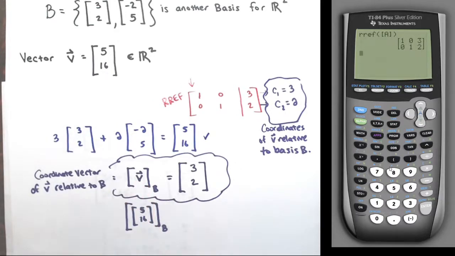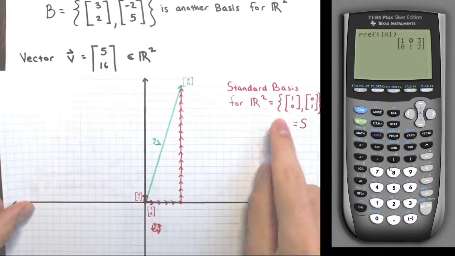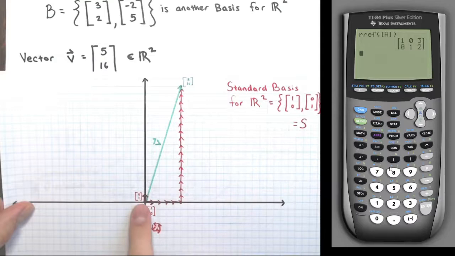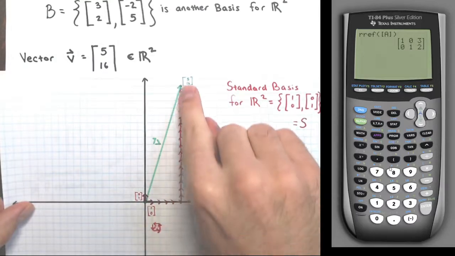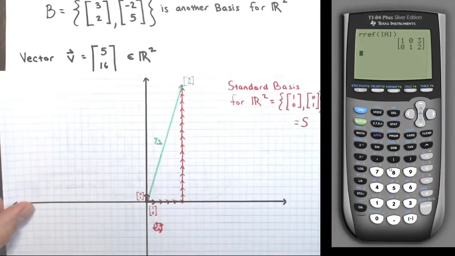Alright, now I did draw a picture earlier. Remember the standard basis, this was with basis S. To get this vector 5, 16, I took 5 of the first vector and then 16 of that second vector, added on to give me the resultant vector of 5, 16, this green vector here.